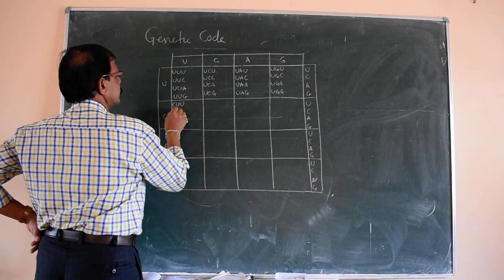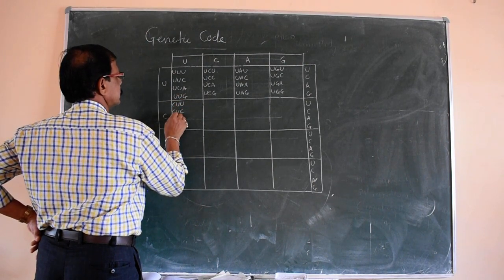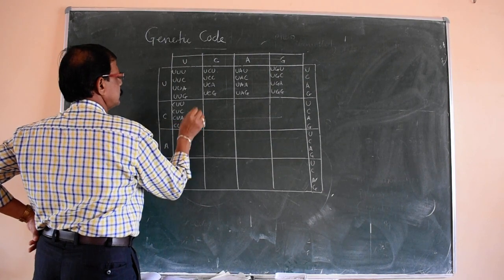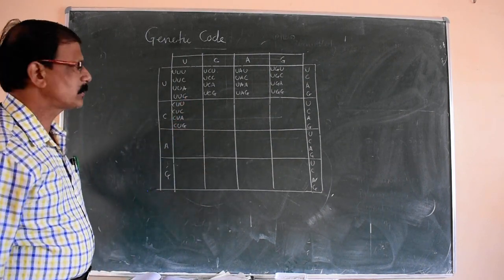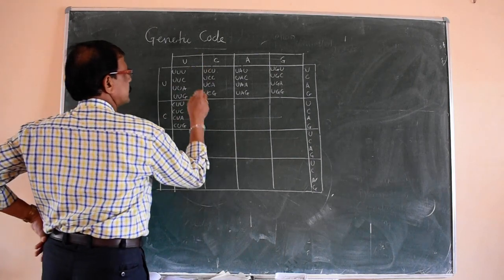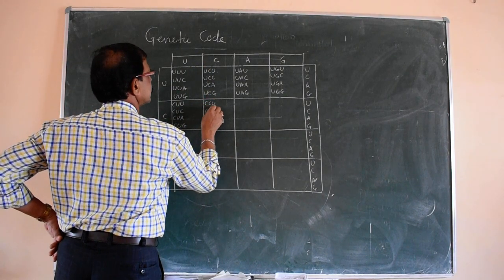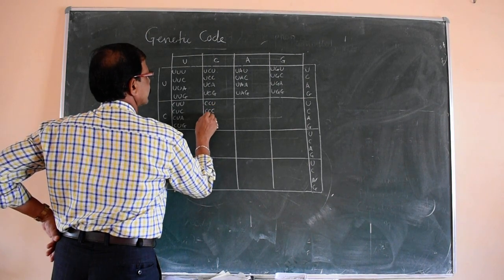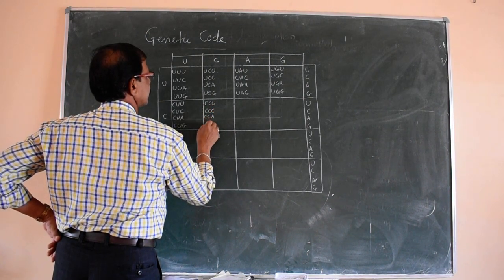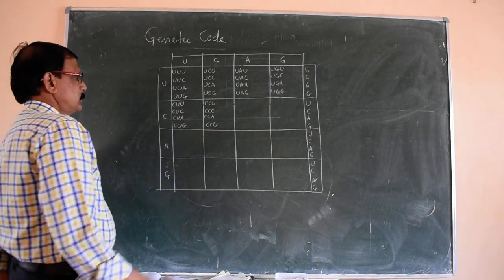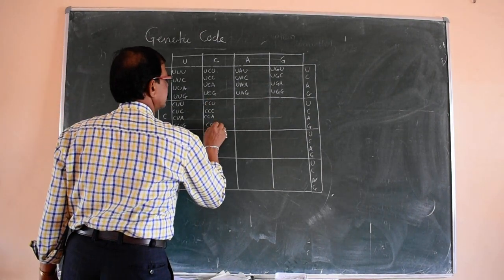Then next column is CU: CUU, CUC, CUA and CUG. Column is complete. Next double C: CCU, CCC, CCA, and CCG is last.